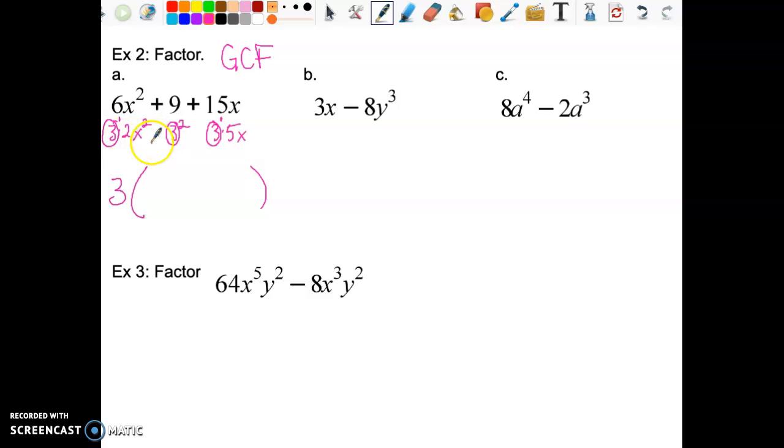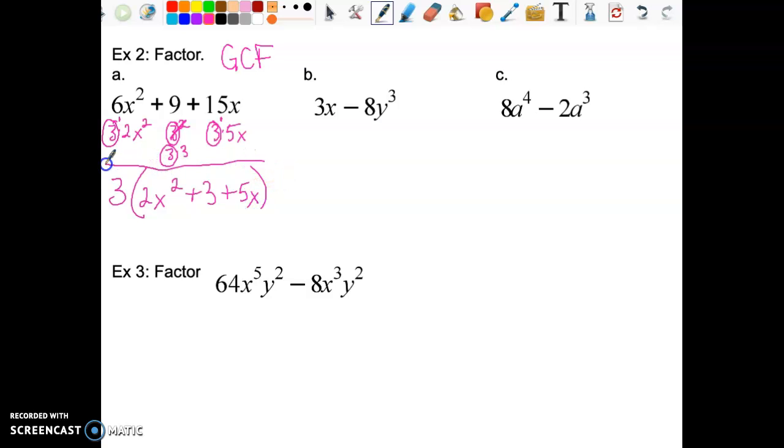And then what I didn't circle, and maybe I shouldn't have written this as 3 squared. I could have written this as just 3 times 3. What I didn't circle stays in the parentheses. So 2x squared plus 3 plus 5x.